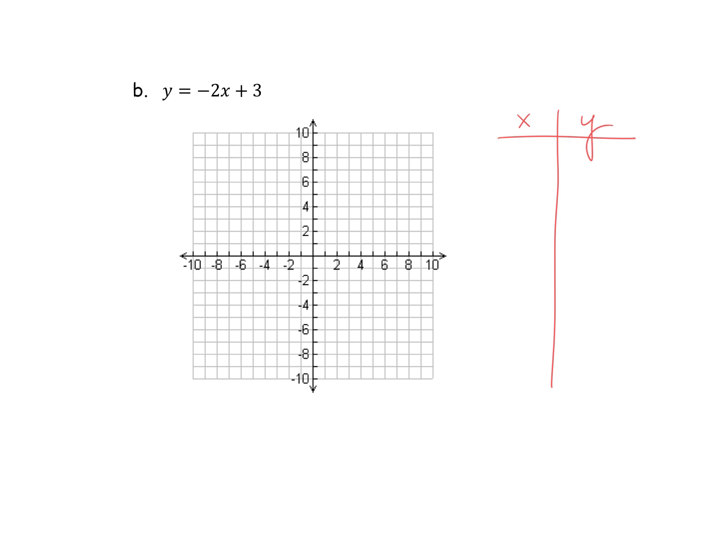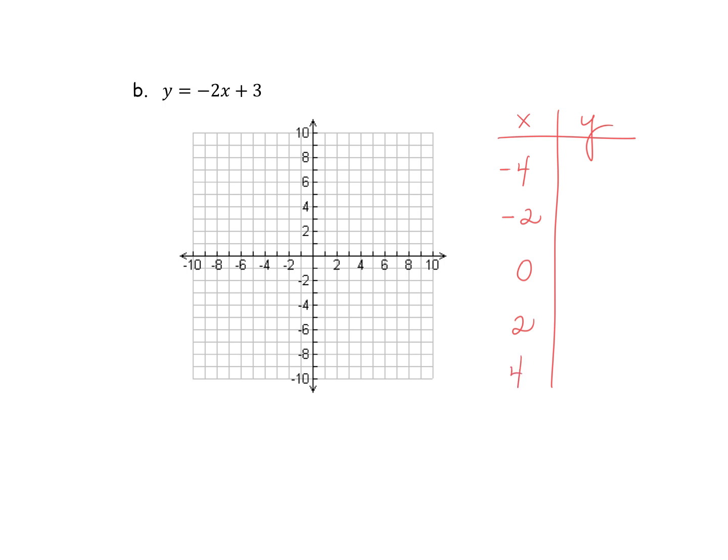I'm going to pick some negative values. I'm going to pick a 0 for sure, and then I'm going to pick some positive values to see where my line goes. So I'll start off with -4. I'll skip, so I'll go to -2. I'll take a look at 0. I'll take a look at 2, and I'll take a look at 4.